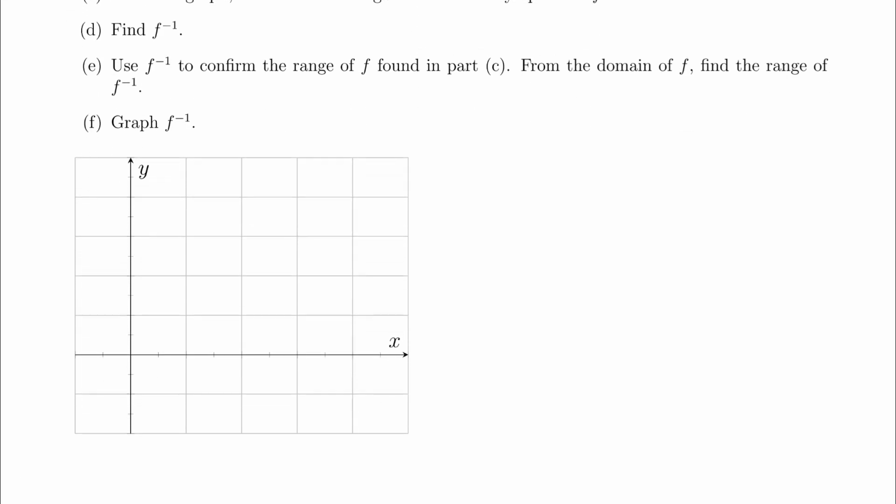Vertical asymptote here at 2, have an x-intercept at 3. So our graph is going to look something like this.